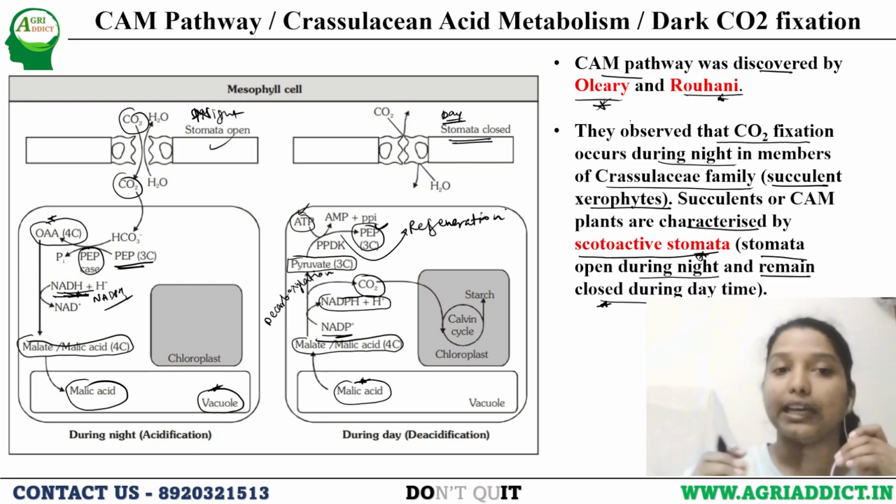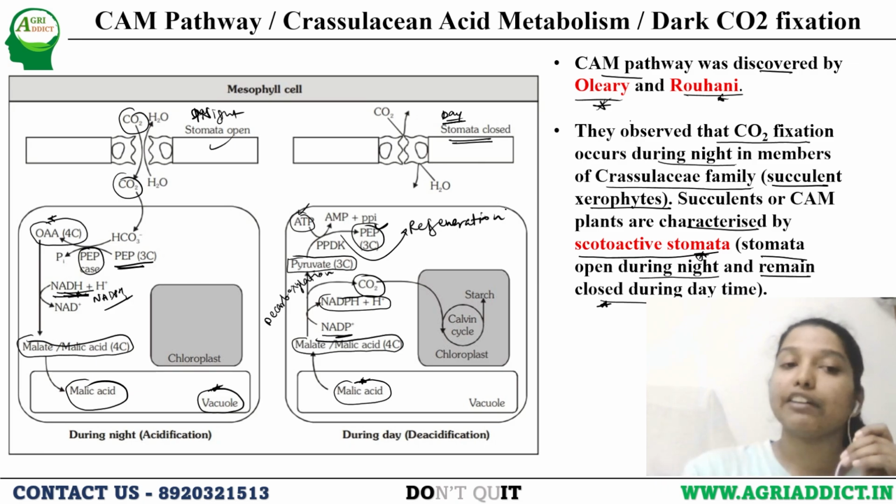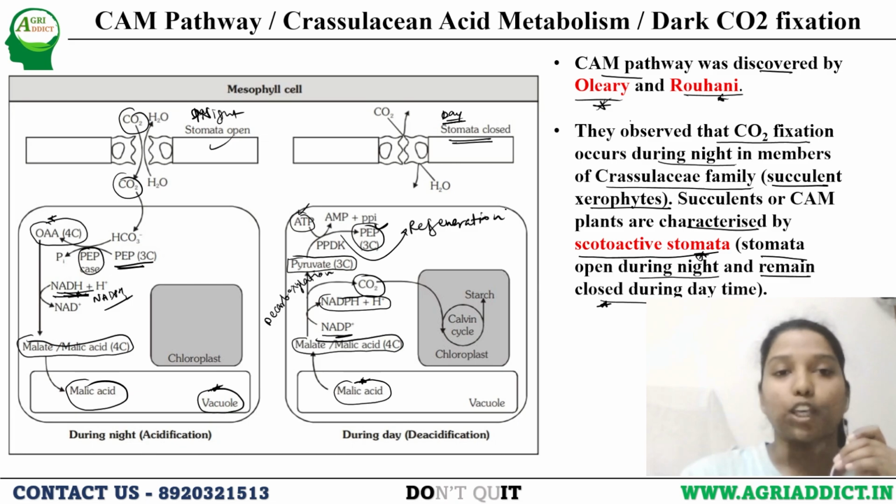So first, in night, stomata is open, carbon dioxide is fixed using this PEP, a 3-carbon compound, in presence of PEP carboxylase, getting converted into oxaloacetic acid. This oxaloacetic acid is getting converted into malate or malic acid using one NADPH2 molecule, and this malic acid is stored in vacuole. This is the night work.